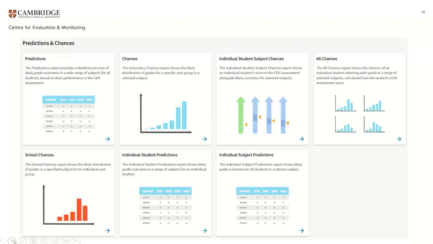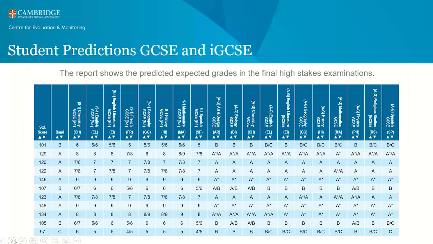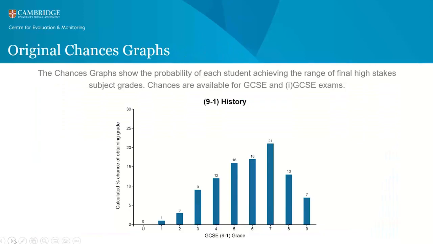So in addition to that, we do also have reports which show predictions, as I mentioned, for GCSE and the chances graphs. So I'll show you a couple of examples of those very quickly. So this is what our report looks like, which shows the predictions for GCSE or IGCSE, depending on what you teach in your school. Again, each row will represent a student. It shows their standardized score and what band they fall into, and then what their predictions are across the subjects there. And this is what the chances graph looks like that I've mentioned a few times during this webinar. So it will show what percentage chance the students have of achieving each grade.